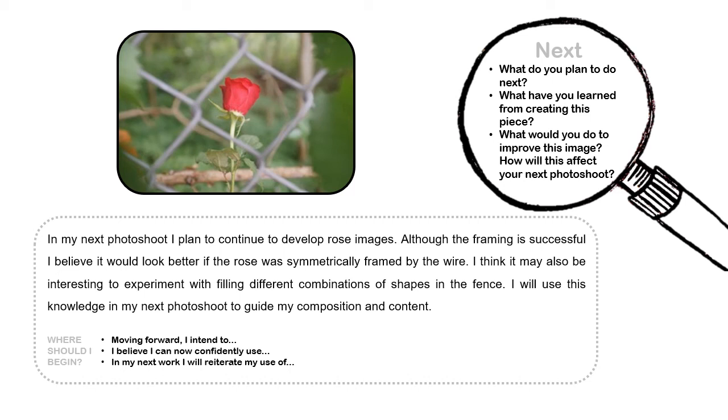You can think about your most successful image, or you could just encompass them all in whatever you've found to be successful. So for example, if you think the aperture looks good in them all, if you've captured the depth of field that you wanted to, you could comment on that. Or it might be about the content, the angle, anything that you think is successful. I've then said I think it may also be interesting to experiment with filling different combinations of shapes in the fence. So you could maybe think about how you could develop any of those pieces further. So if you were to edit them, what do you think would look successful? You don't have to actually do it, it's just an idea.